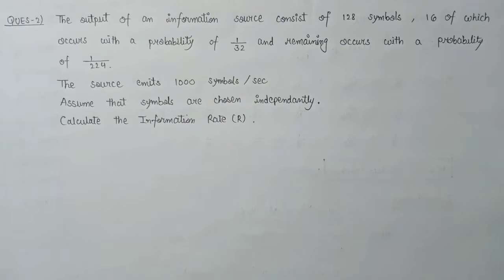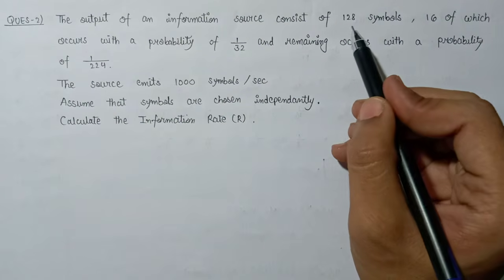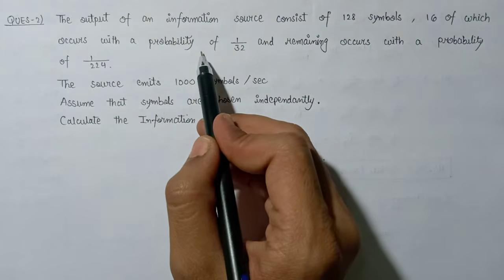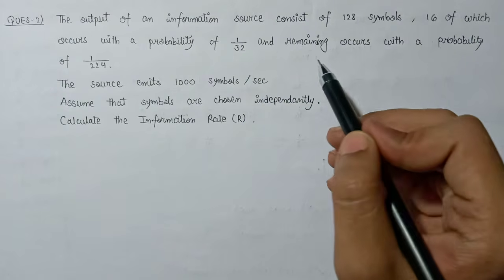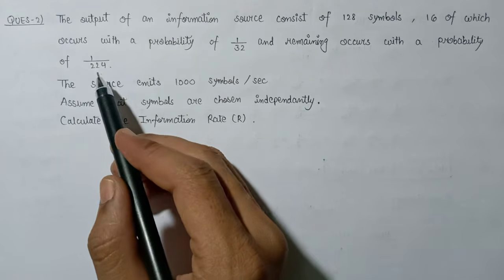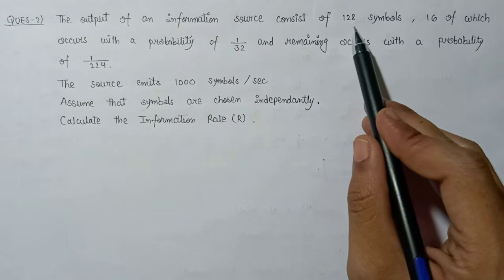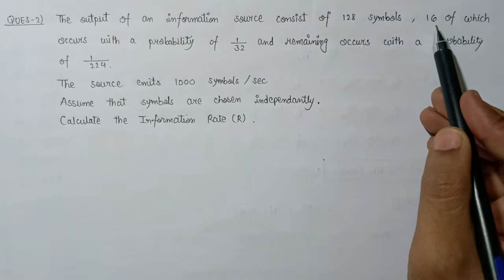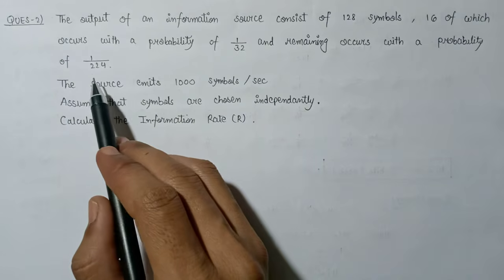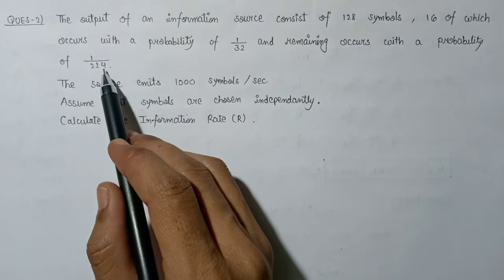Now let us have a look at question number 2. The output of an information source consists of 128 symbols, 16 of which occur with the probability of 1/32, and the remaining symbols occur with the probability of 1/224. So the total number of symbols is 128, and 16 symbols are equiprobable and occur with the probability of 1/32, and the remaining symbols are also equiprobable, which occur with the probability of 1/224.